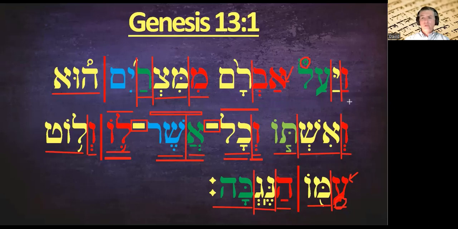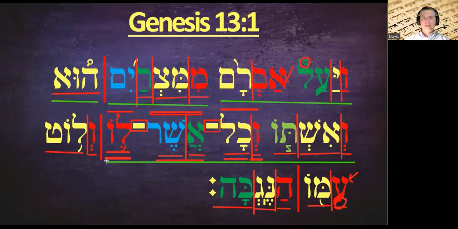So if we put everything together, we could translate this: and Avram went up from Egypt, he and his wife, and everything which was to him, or all of his stuff, and Lot was, we have to add the word was, it's not reflected in the original Hebrew, Lot was with him toward the Negev. So they're coming from Egypt, going north into southern Israel, the Negev, which is a very dry, arid desert region.